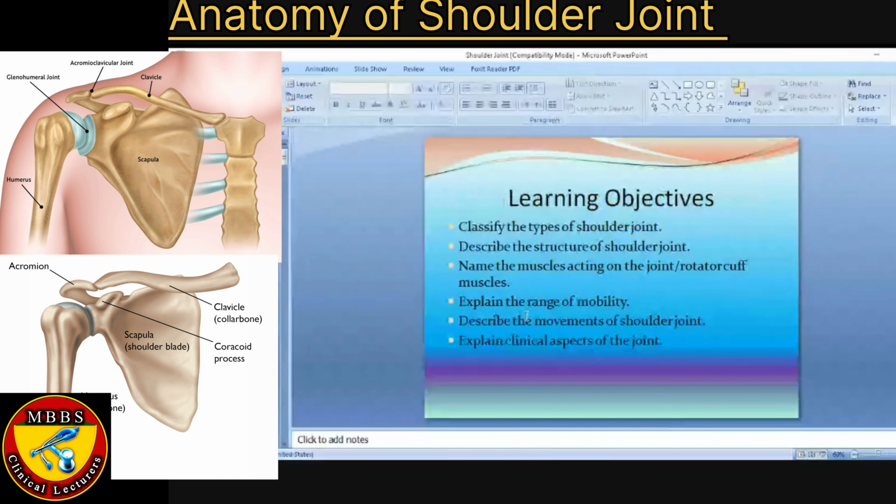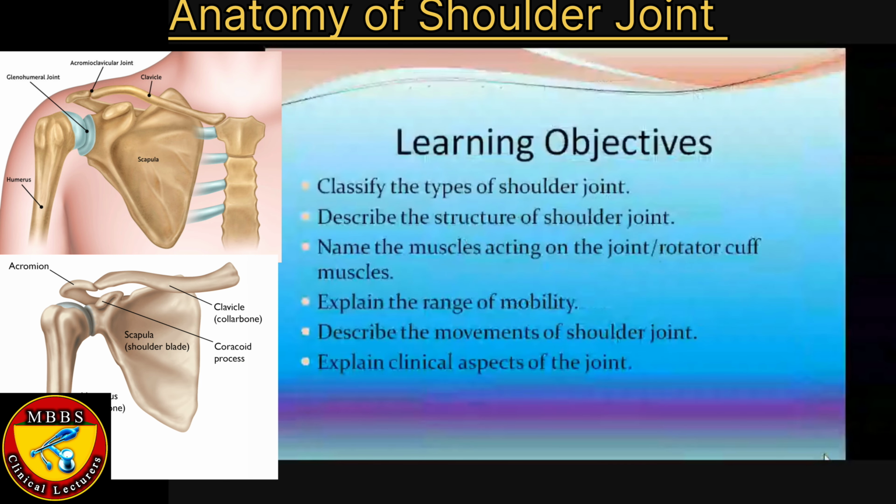To describe the structure of the shoulder joint, to name the muscles acting on the shoulder joint and the rotator cuff muscles, to explain the range of mobility, to describe the movements of the shoulder joint and explain the clinical aspects of the joints.